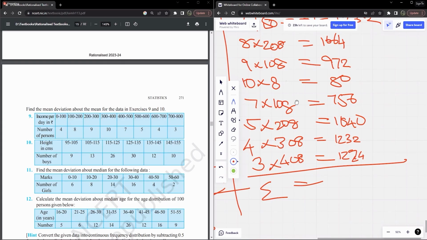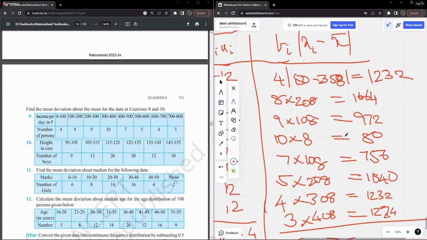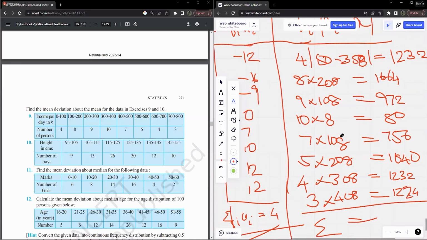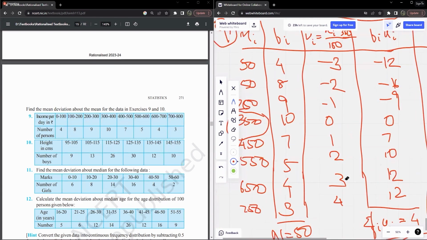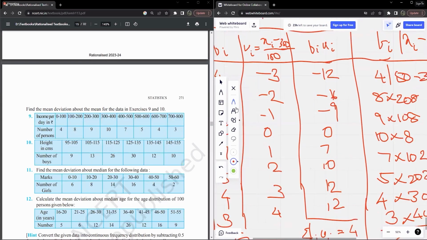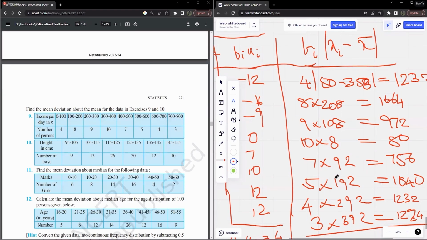Oh, wait. I've made a mistake. I'm very sorry. It's not 108, but this is going to be 102. All this is going to be 102, 202, 302, 402. Because it's 450. Wait, it's 450 minus 358. So it's not even 102, but it's 92. This is going to be 192, this is going to be 292, and this is going to be 392. So all these figures are also wrong.